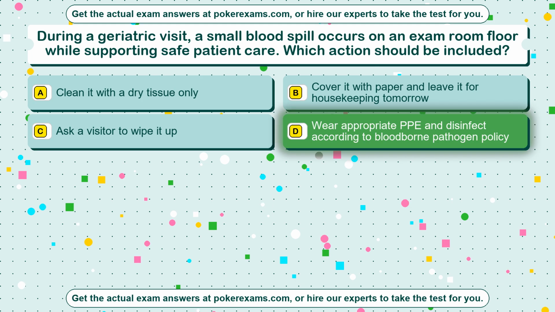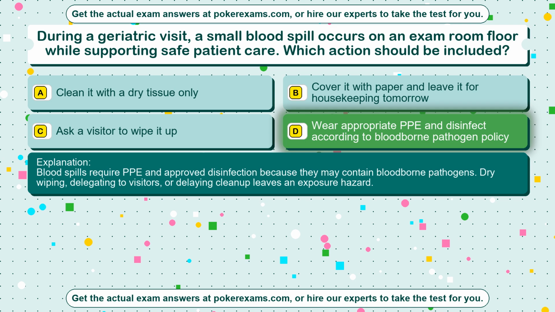The correct answer is option D. Wear appropriate PPE and disinfect according to bloodborne pathogen policy. Blood spills require PPE and approved disinfection because they may contain bloodborne pathogens. Dry wiping, delegating to visitors, or delaying cleanup leaves an exposure hazard.